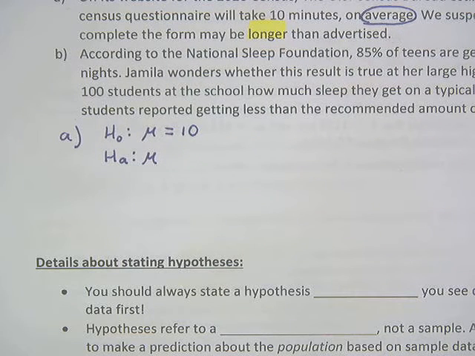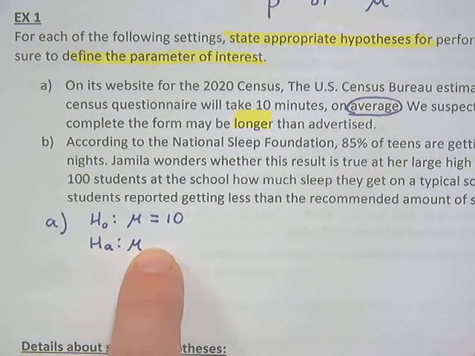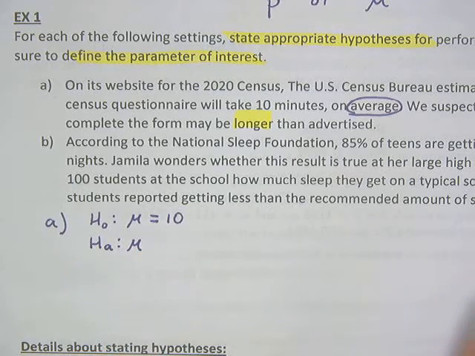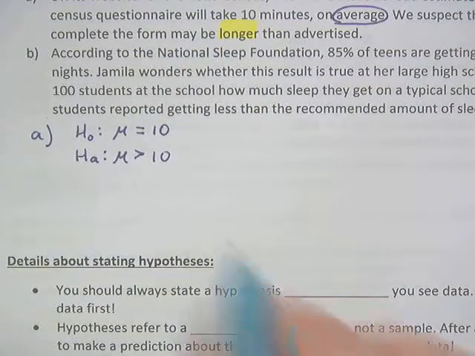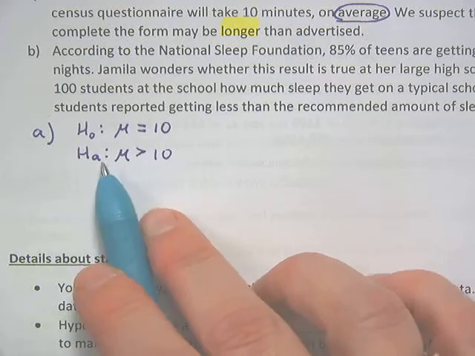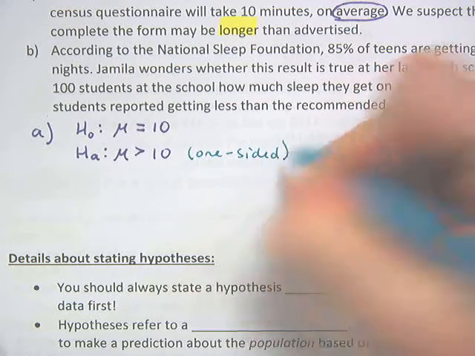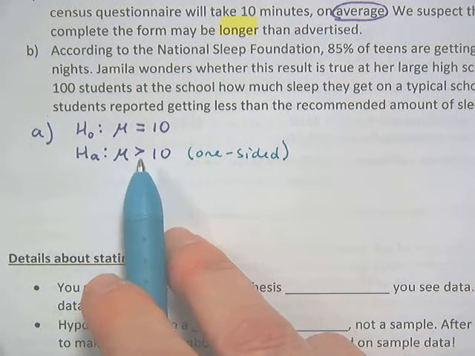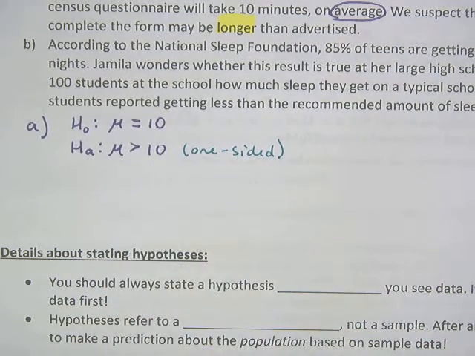We're talking about the average, the mean time it takes to fill out this questionnaire. Well, if I think that it's going to be longer than 10 minutes, what symbol would I put? Greater than 10, less than 10, or not equal to 10? Greater than. I think it's going to be greater than 10 minutes. Is that a one-sided or two-sided alternative hypothesis? It's one-sided. Amazing, because if you're just a memorizer, it's because it's a less than or greater than symbol. If you're truly understanding what's going on, it's because I think that the amount of time it's going to take is on one side of that 10 minutes, specifically longer than 10 minutes.